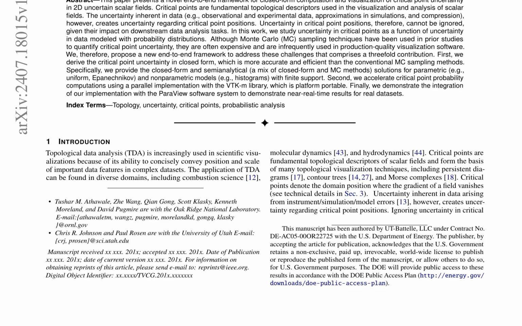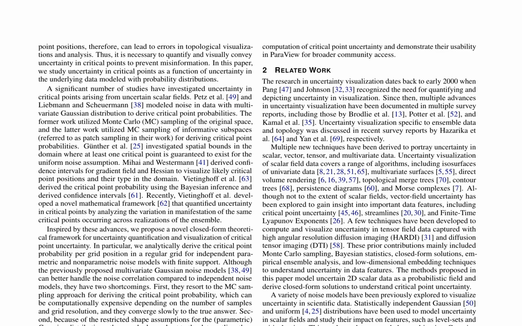The proposed framework contributes to the field by analytically deriving the critical point probability per grid position in a regular grid for independent parametric and nonparametric noise models with finite support. The framework enhances the efficiency of results compared to Monte Carlo sampling and provides more robust results compared to multivariate Gaussian and other parametric models.